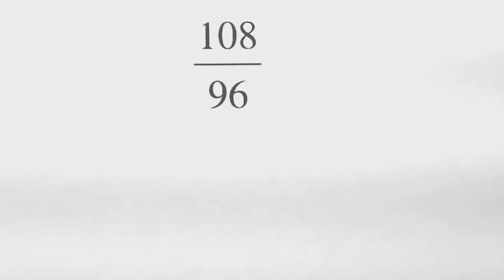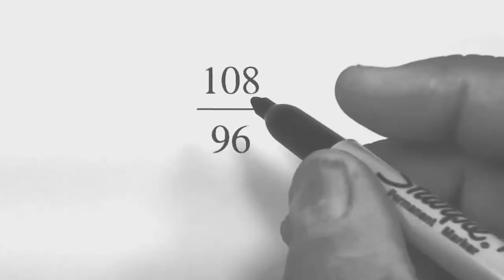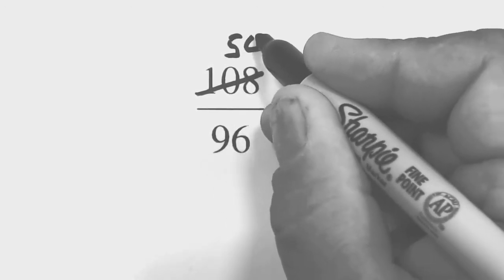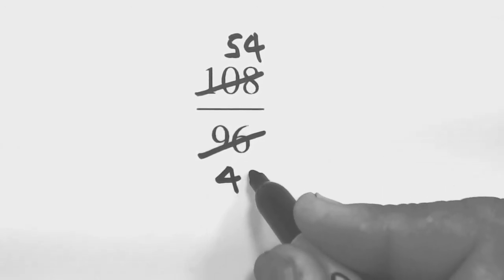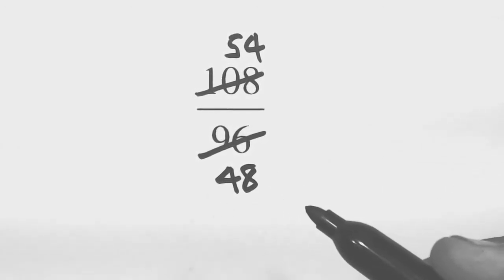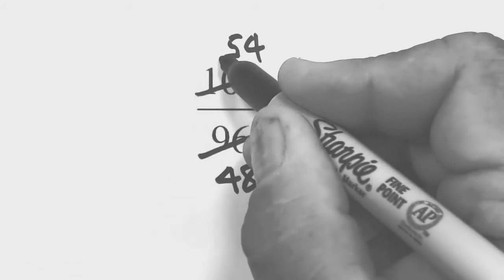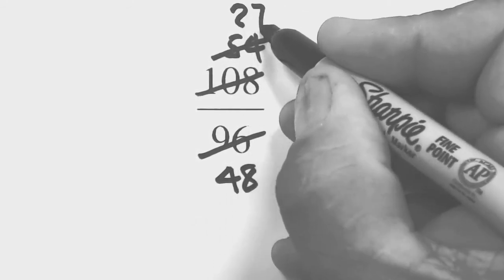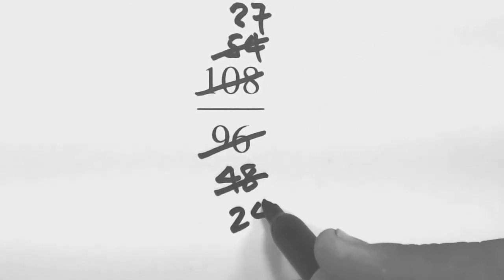Okay, next up, 108 over 96. I think we can do some reducing here too. They're both even, so I can do 2 to begin with. 2 goes into 108 54 times. 2 goes into 96 48 times. And look at that. We can still hit it with another 2. They're still both even. So 2 goes into 54 27 times. And 2 goes into 48 24 times.